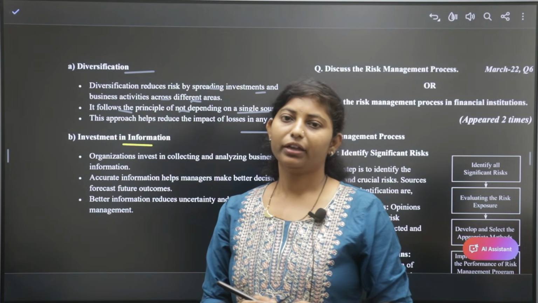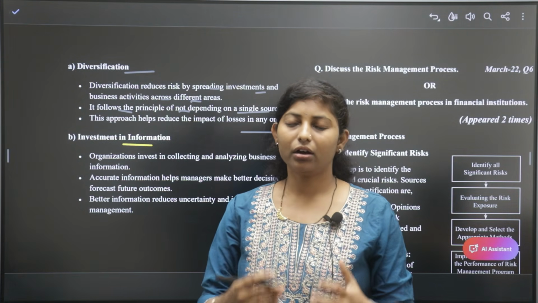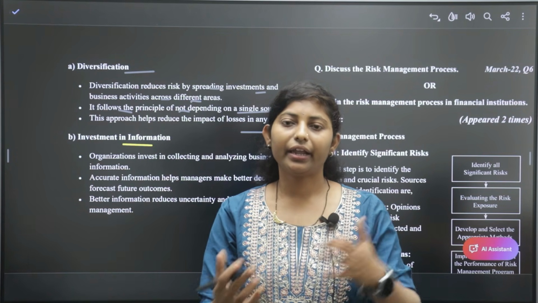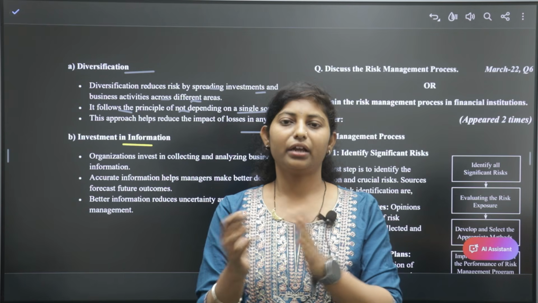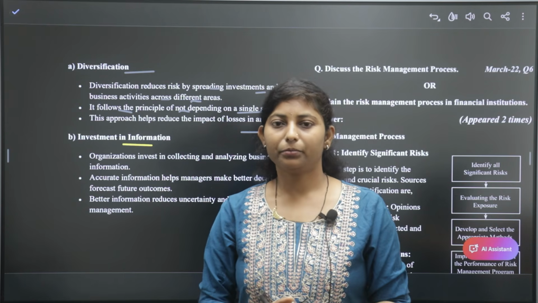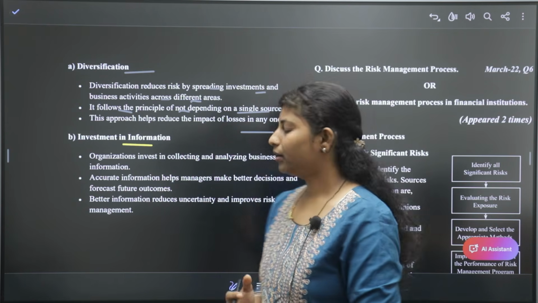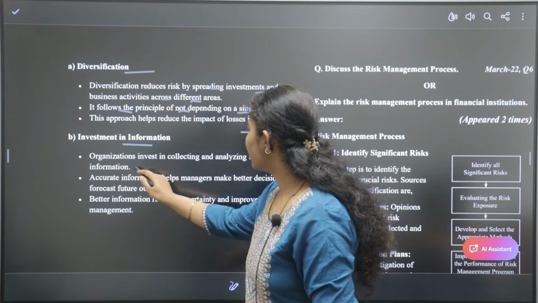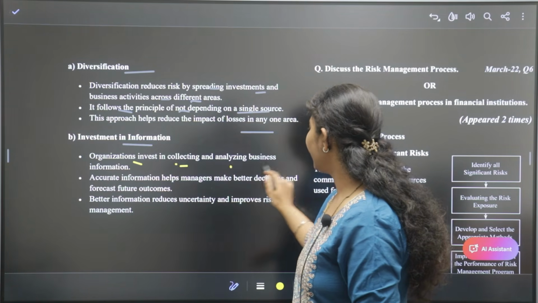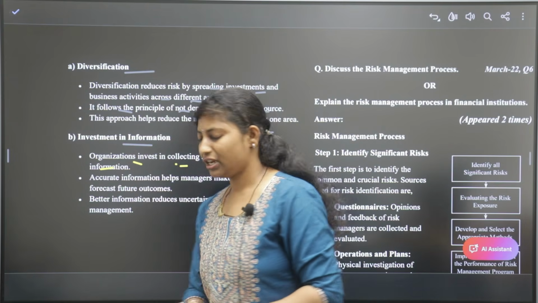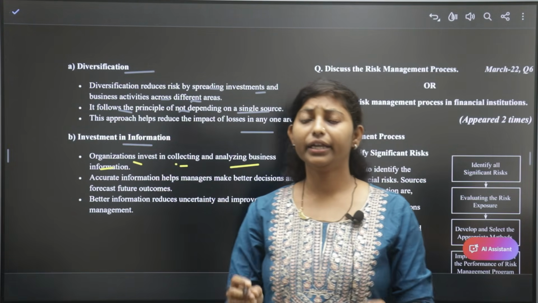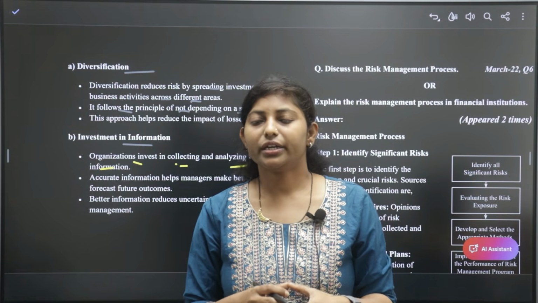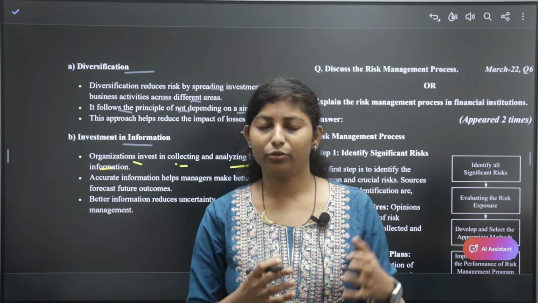Information is also very important to the business. If you have clear-cut information, awareness and knowledge regarding the activities, regarding the losses, regarding the risk, it is very important for the business to manage and control the risk. Okay, so here let's see how information helps: organizations invest in collecting and analyzing business information. Organizations are always ready to invest money only to collect information related to the business, and how it is going to help the business.